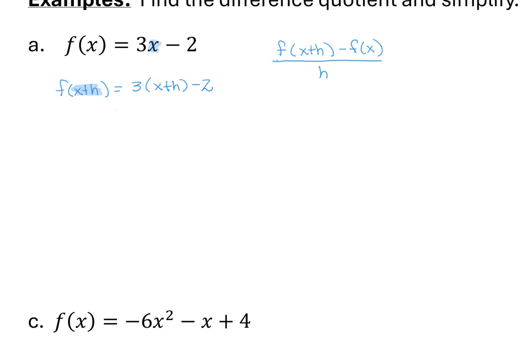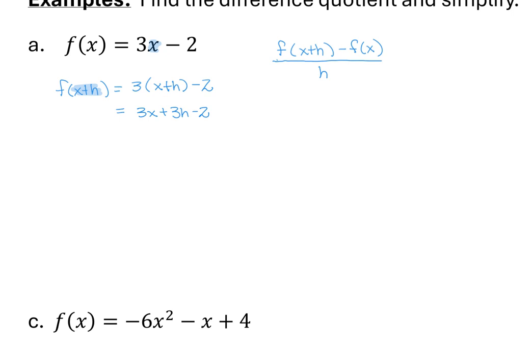All right, we want to simplify this, so we don't want any parentheses. We're going to distribute, so we get 3x plus 3h minus 2. And it doesn't simplify any further than that. Okay, so we're going to come over to our difference quotient now.